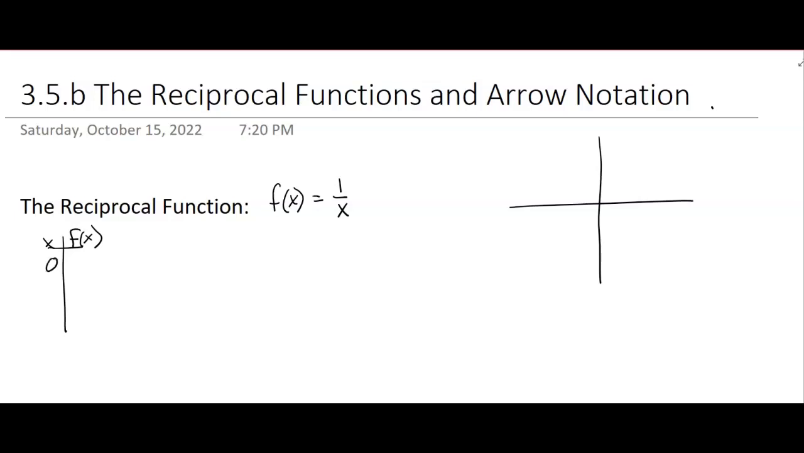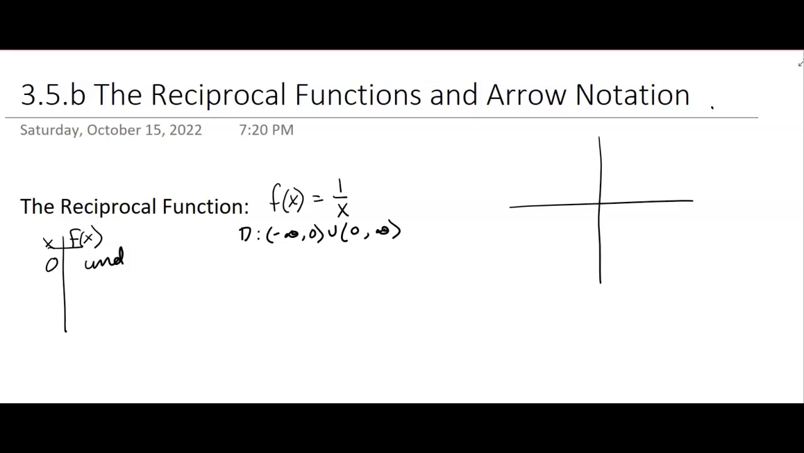So if you put in 0, well, that's a problem, right? Because you'd have 1 over 0, and that's undefined. Okay, so x cannot be 0. It's not in the domain. We know that, right? You can see that. So the domain is negative infinity to 0, and then 0 to infinity. You can have all those numbers, but you can't have 0.